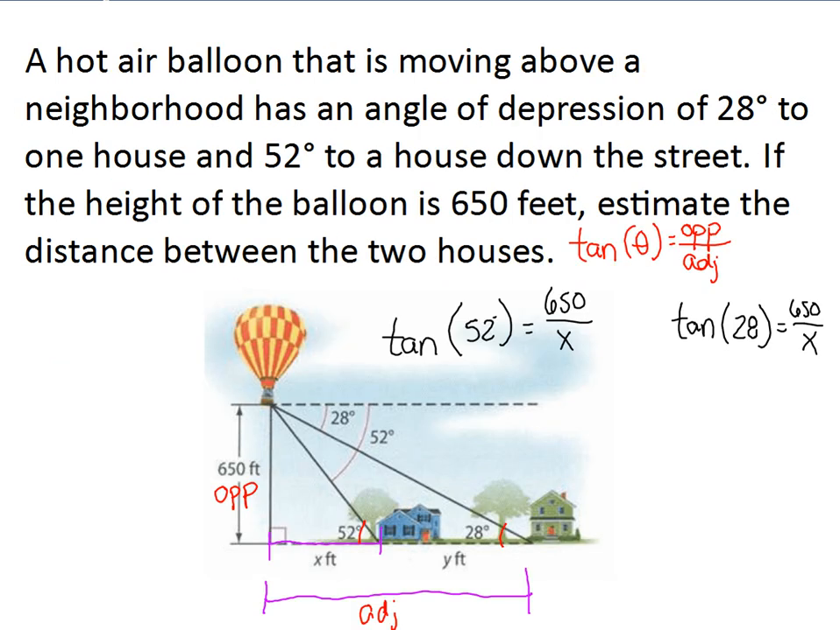So in this example, because the variable is in the denominator, we can switch here and we get x is equal to 650 divided by the tangent of 52. On this one, we can switch the x and the tangent, and we get x is equal to 650 divided by the tangent of 28.